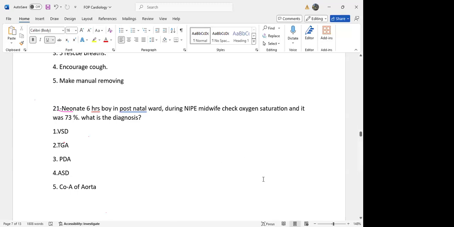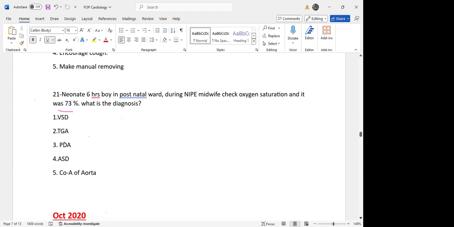TOF, the cyanosis normally appears in late infancy. It is not present on the first day. TGA, or the answer could be ductal dependent right-sided obstructive lesions like tricuspid atresia, which we have discussed. So these things can present very early.